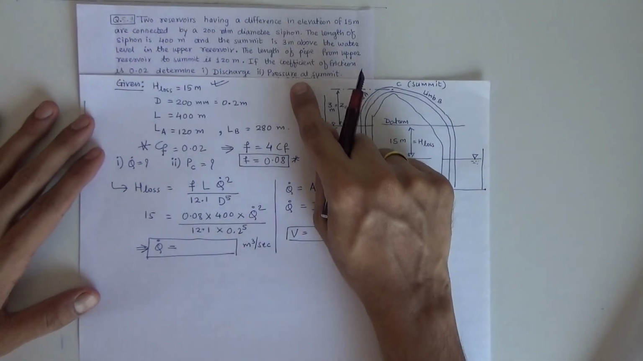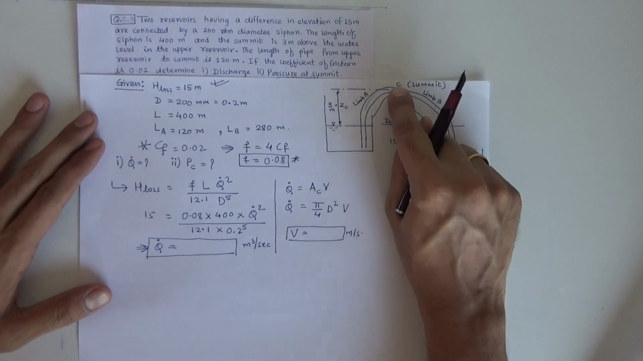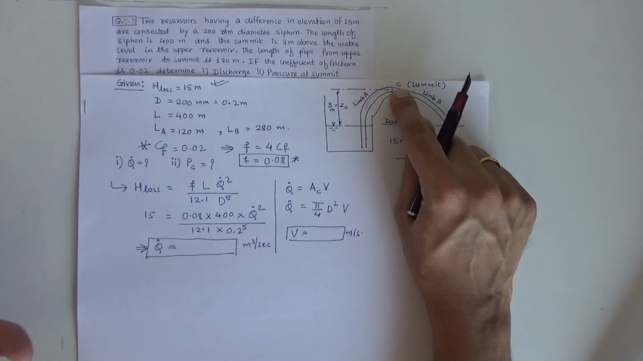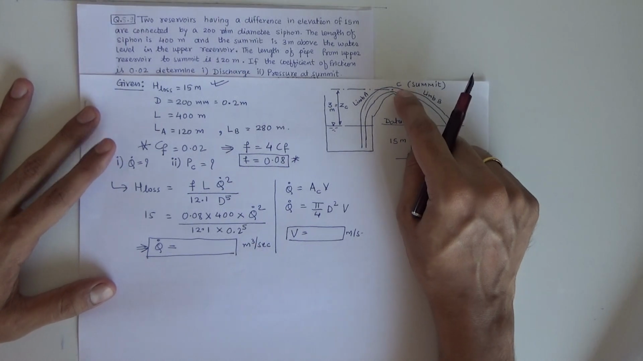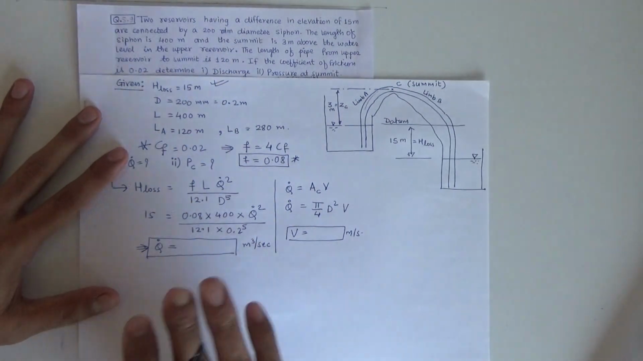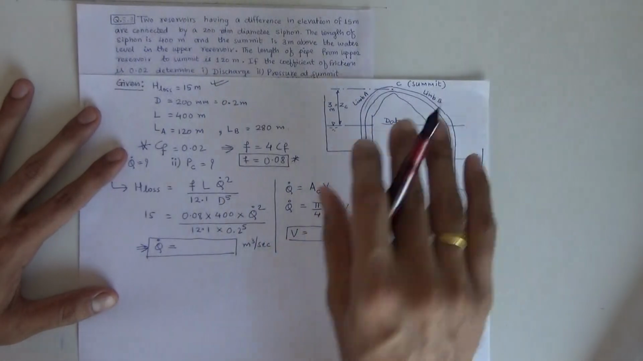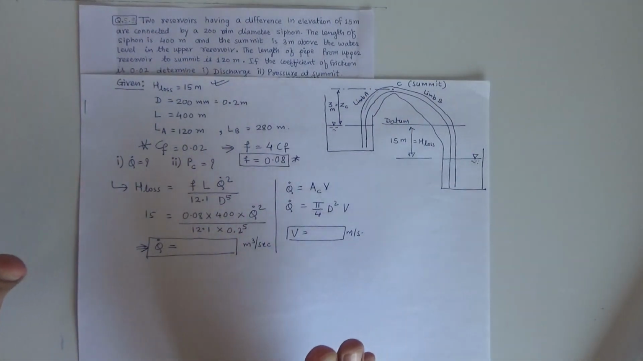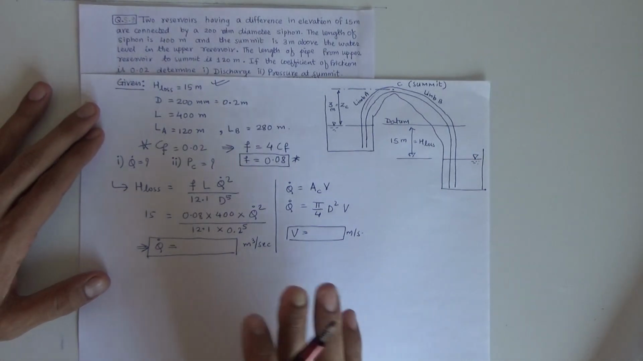Now they are asking us to find out the pressure at the summit. You can remember the formula given in my theory lectures, or you can compute it here itself. I suggest you do this exercise every time you solve a siphon problem if you are attempting the theory examination, so as to avoid mistakes.